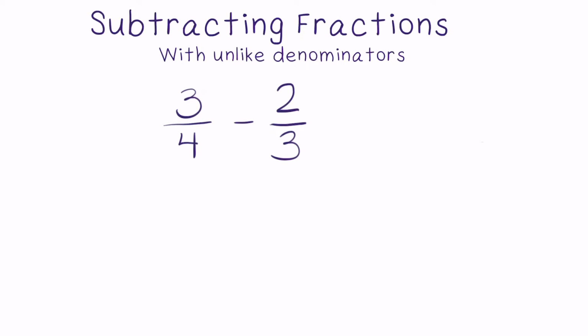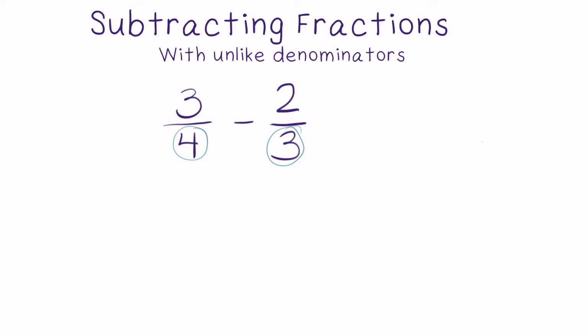Let's start subtracting fractions with the example of 3/4 minus 2/3. This problem includes two fractions that have unlike denominators. This means that the denominator of the first fraction, 4, and the denominator of the second fraction, 3, are different from each other, or unlike each other. That means that we can't do a simple subtraction with these two fractions because each fraction is representing something different.